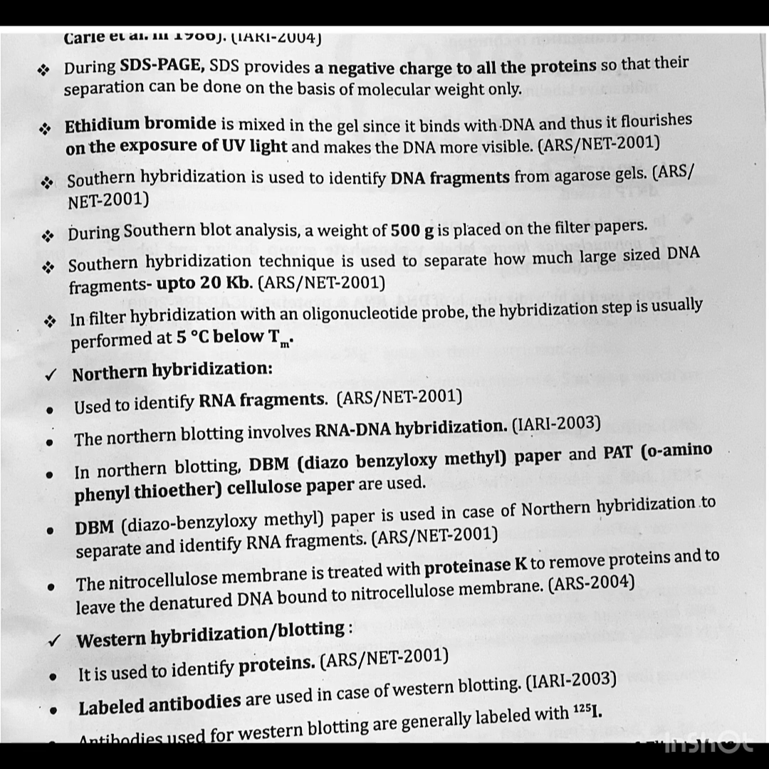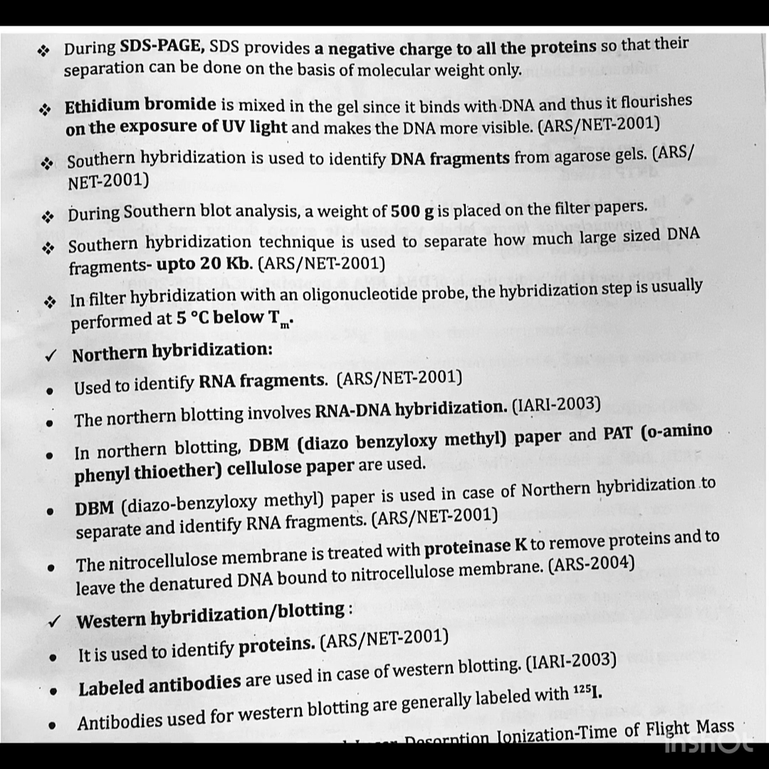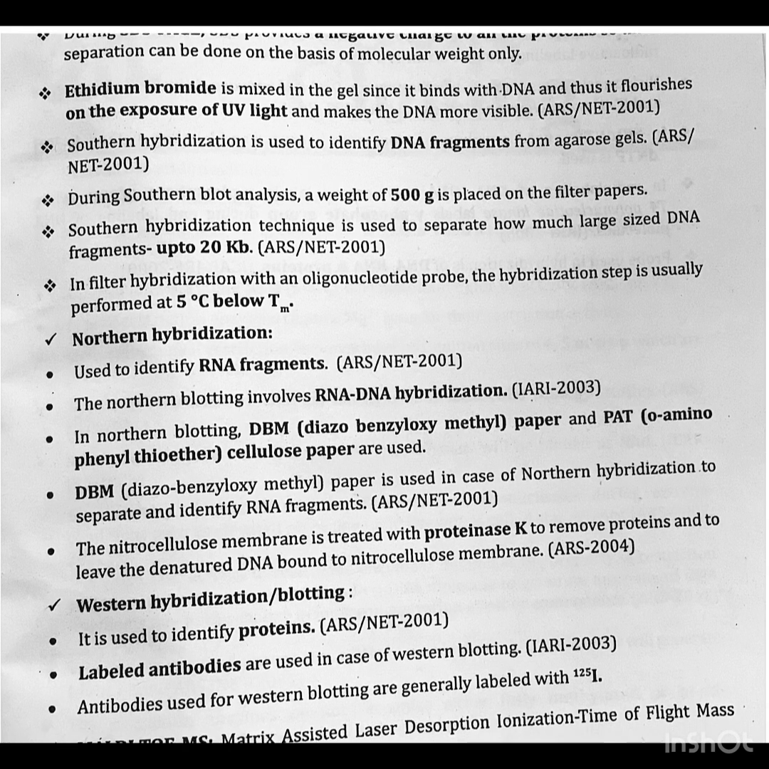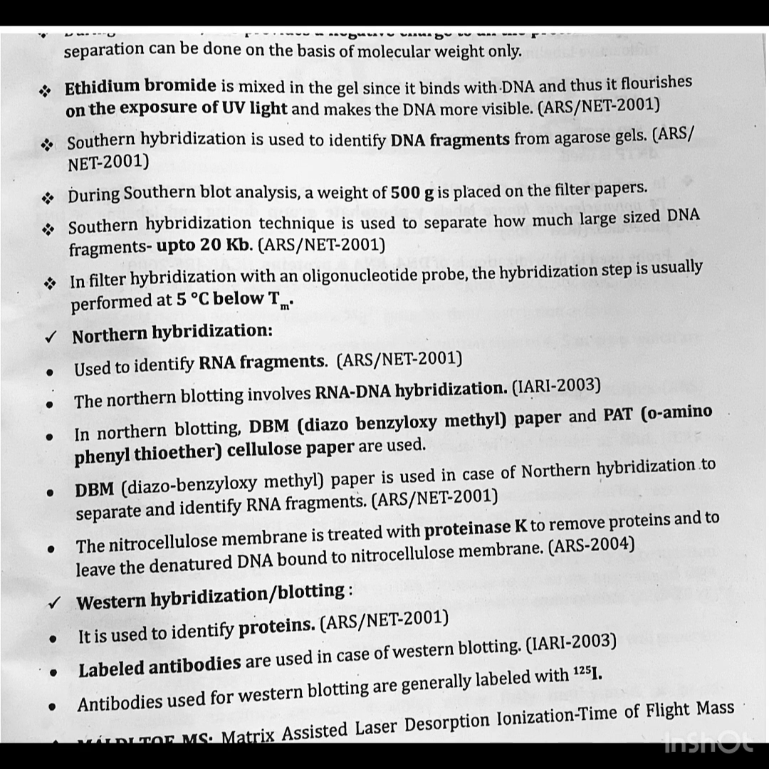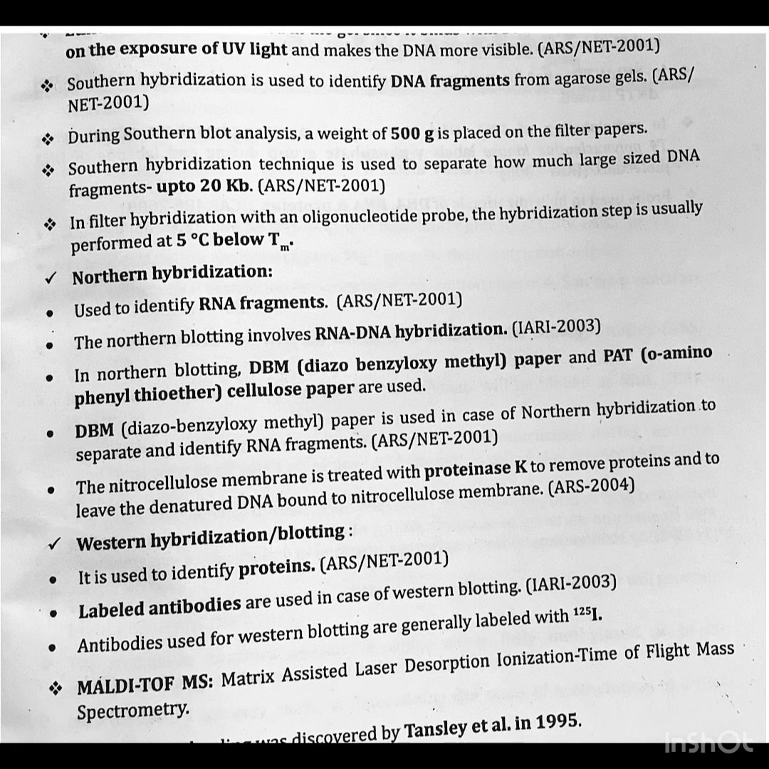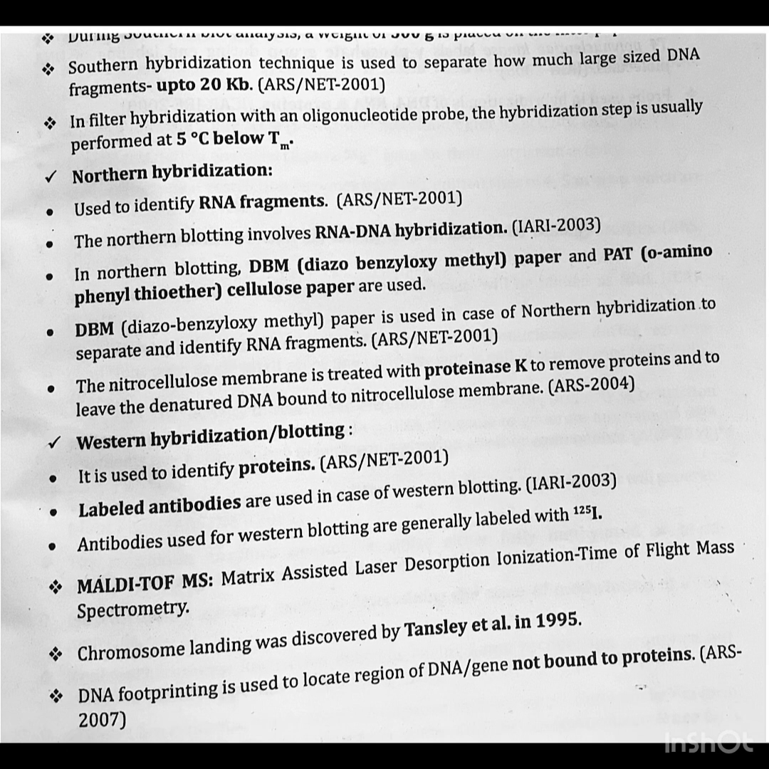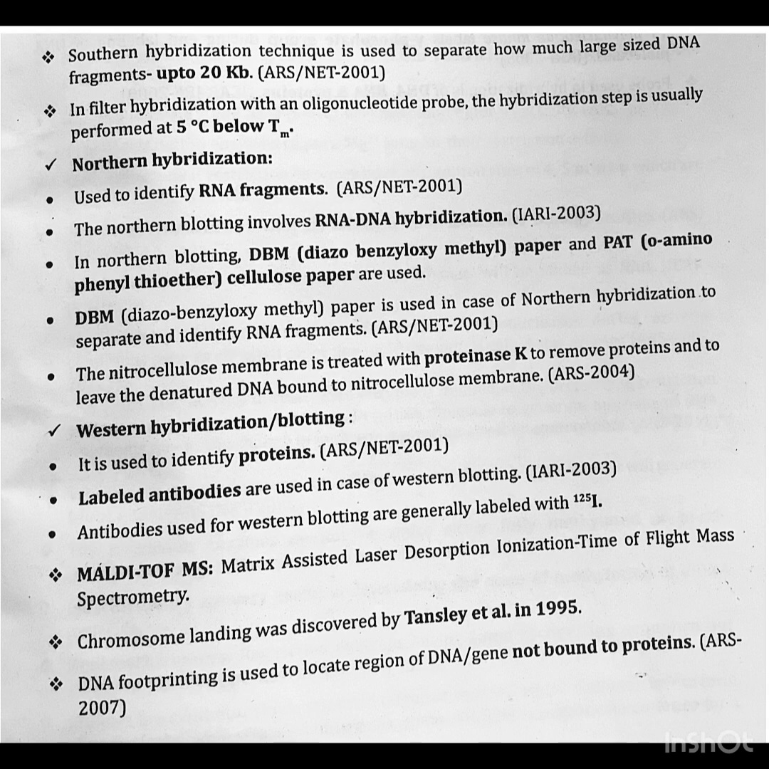During Southern blot analysis, a weight of 500 gram is placed on the filter papers. Southern hybridization technique is used to separate large size DNA fragments, up to 20 kilo base pairs. ARS NET 2001 question. In filter hybridization with an oligonucleotide probe, the hybridization step is usually performed at 5 degrees centigrade below the melting temperature. Northern hybridization is used to identify RNA fragments. ARS NET 2001 question. The northern blotting involves RNA DNA hybridization.